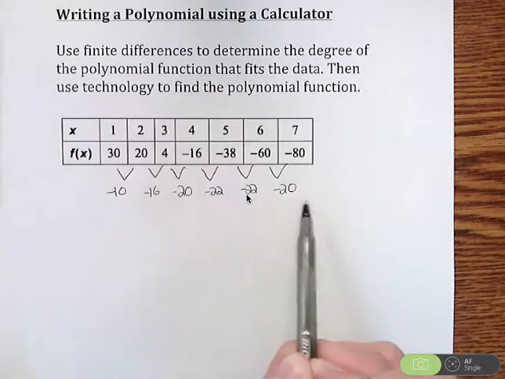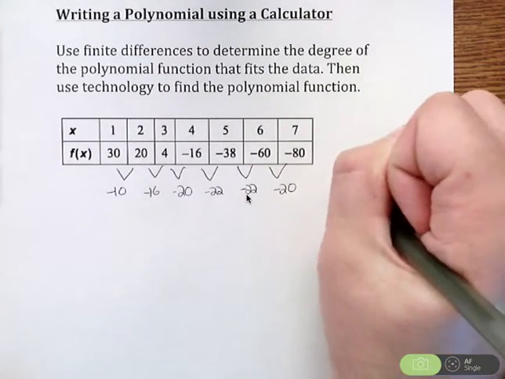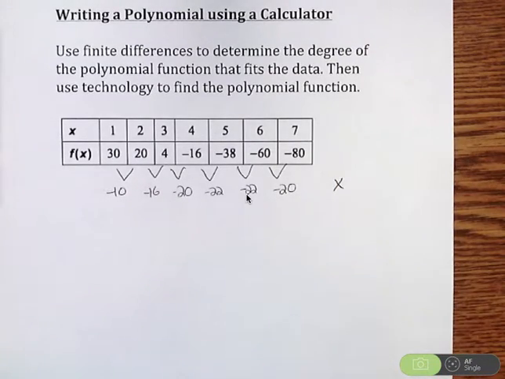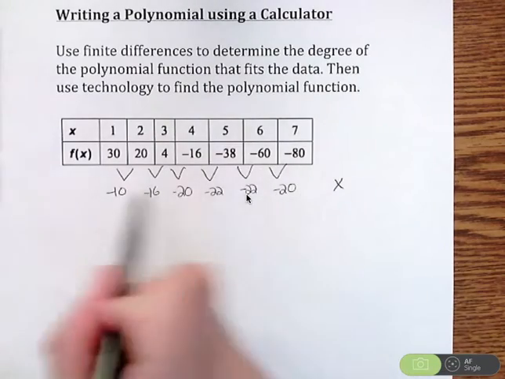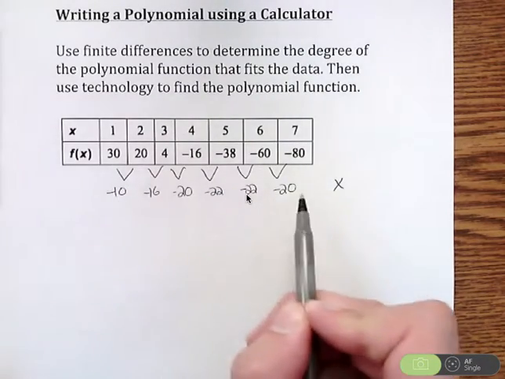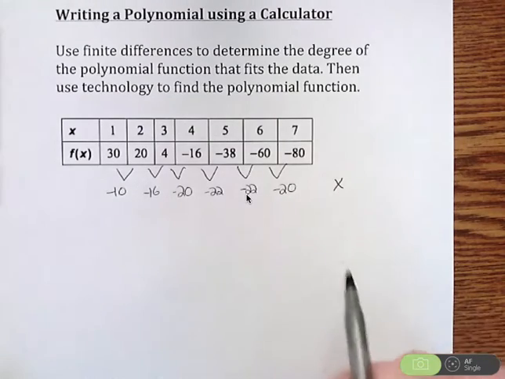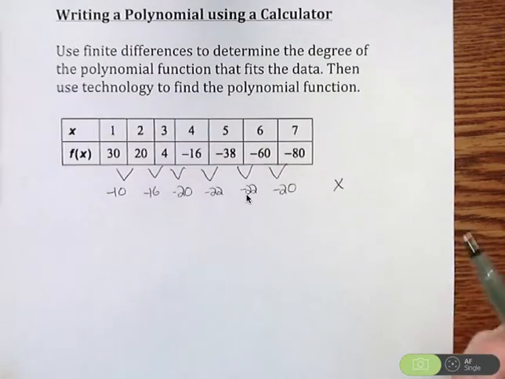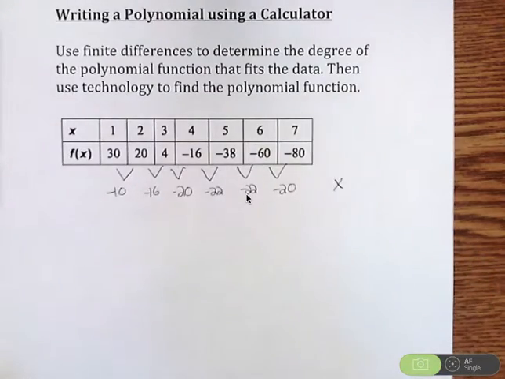If these were all the exact same number, the power on x, the degree of this, would be x to the first, because this was the first time I've done this process. So if all these were the same, what I would know is that this is a linear function. Since they're not all the same, we're going to keep going. So we're going to continue this process again.